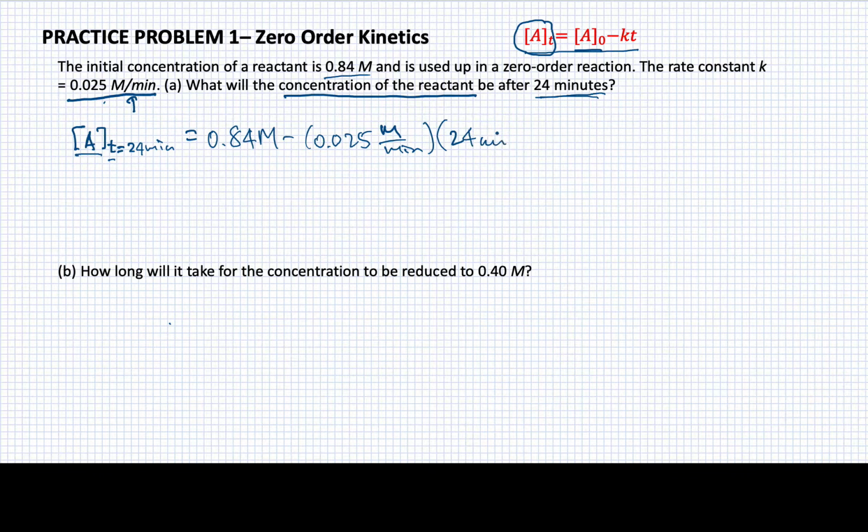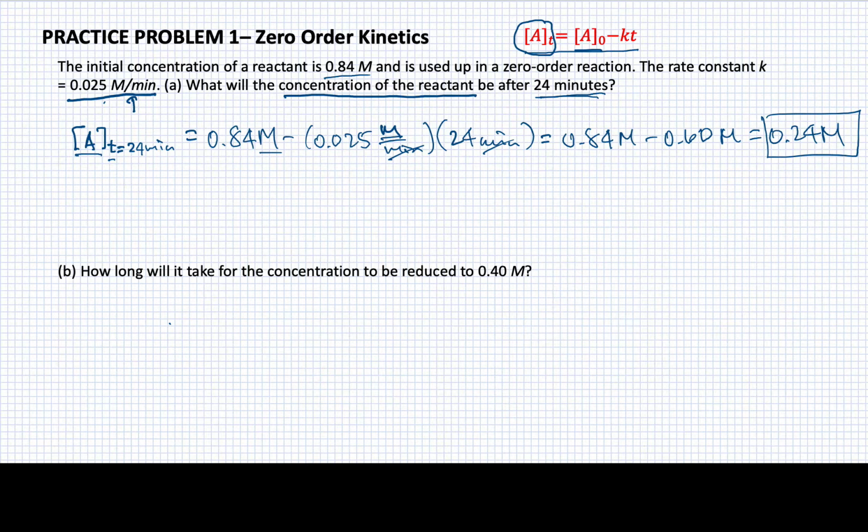Now here's a point at which you want to check the units. Minutes here would cancel. I would have this in units of molarity and this in units of molarity, so that's consistent. This will end up being 0.84 molar minus 0.60 molar, so the final result would be 0.24 molar for this part of the problem. So that would be the concentration after 24 minutes.